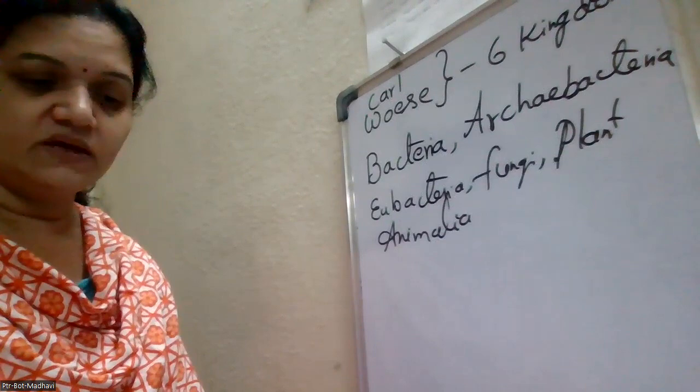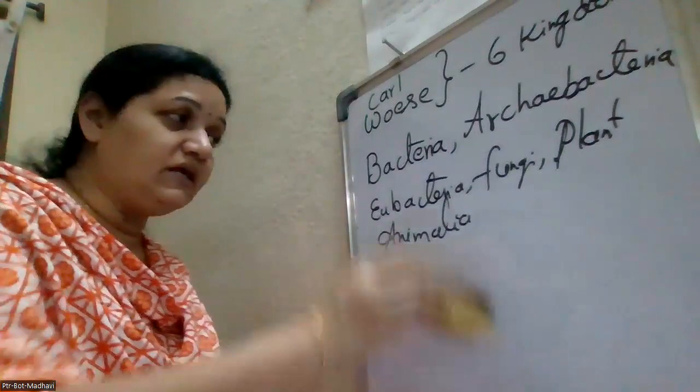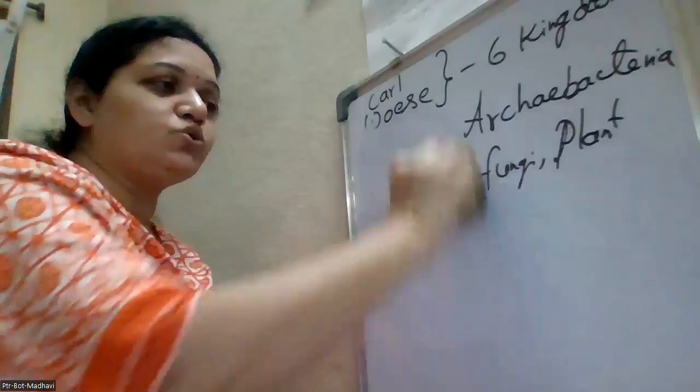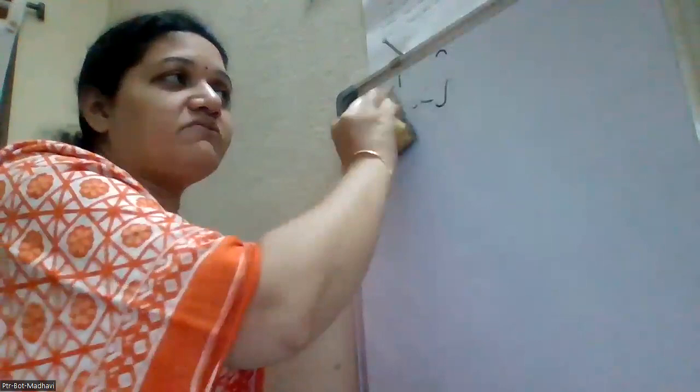after this, in any of these classifications, they have not considered two organisms. Those are the viral organisms and the lichens. What are viral organisms? Viral organisms are non-living entities.